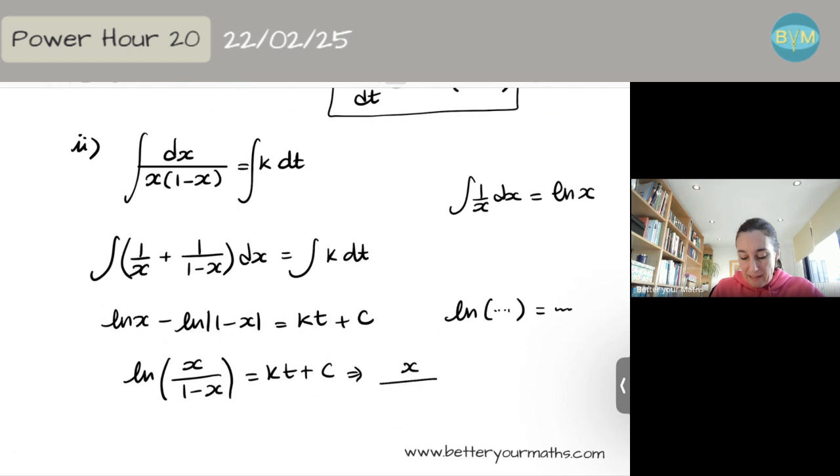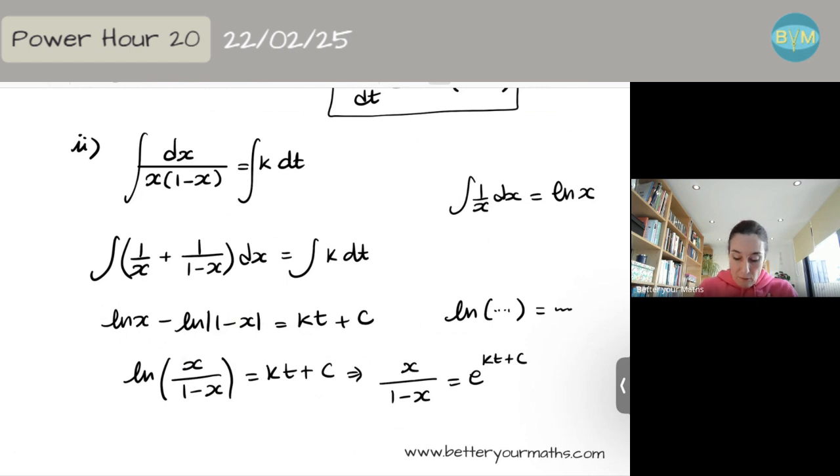So x over 1 minus x is going to be equal to e to the kt plus c. I just wanted to do a step in between, so I put these logarithms together. Remember, ln minus ln is the quotient.